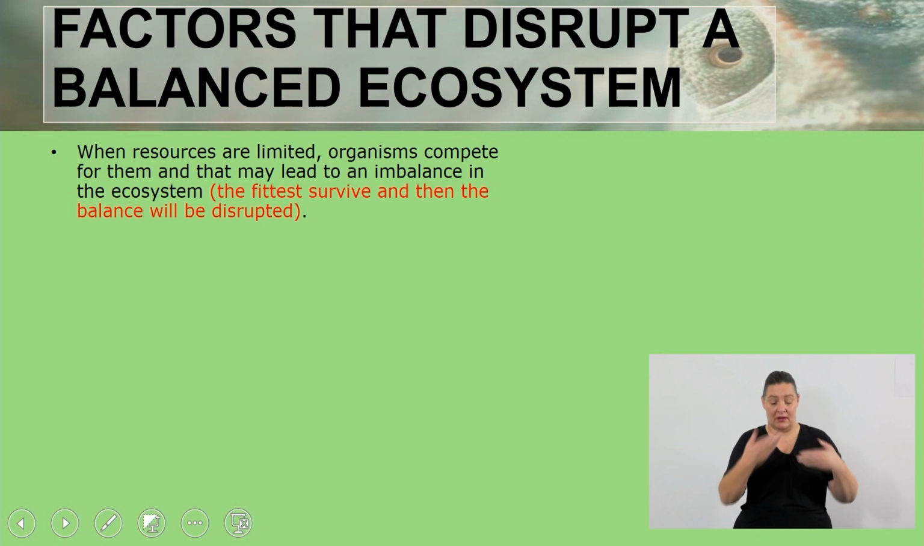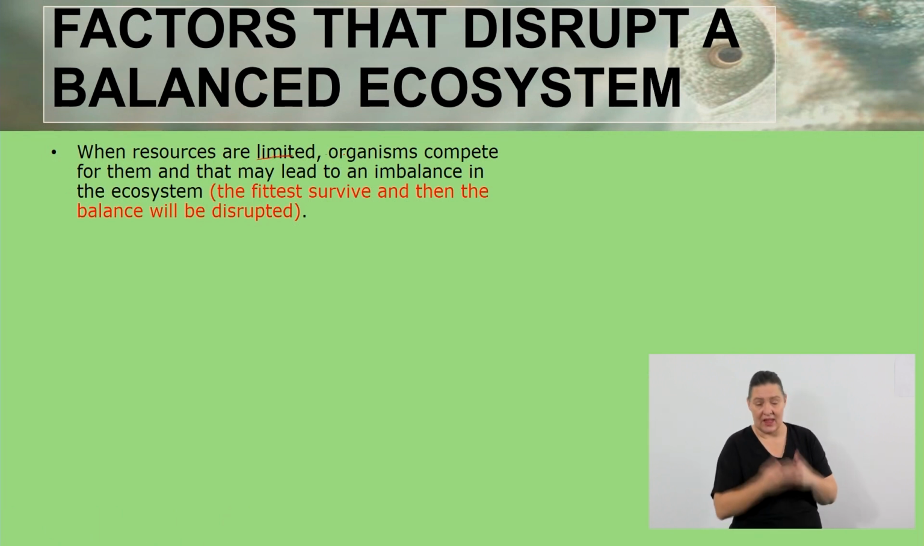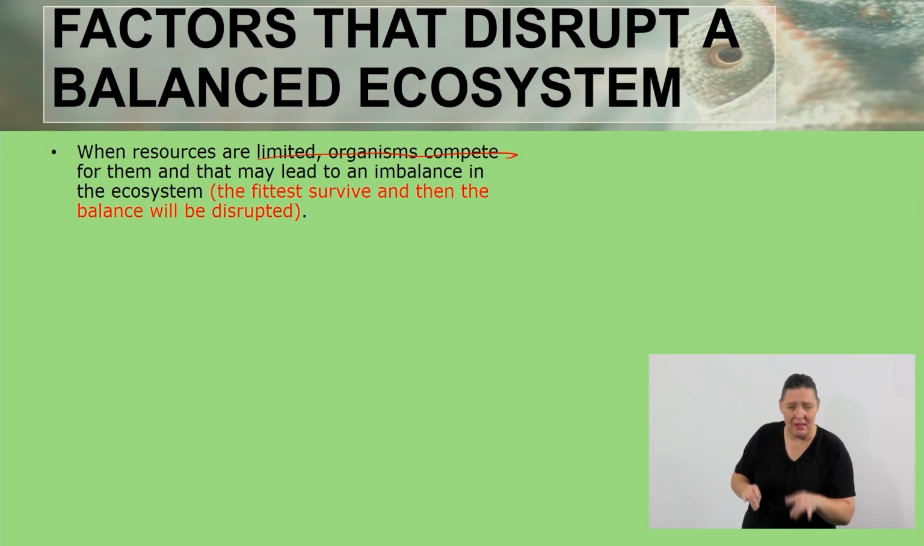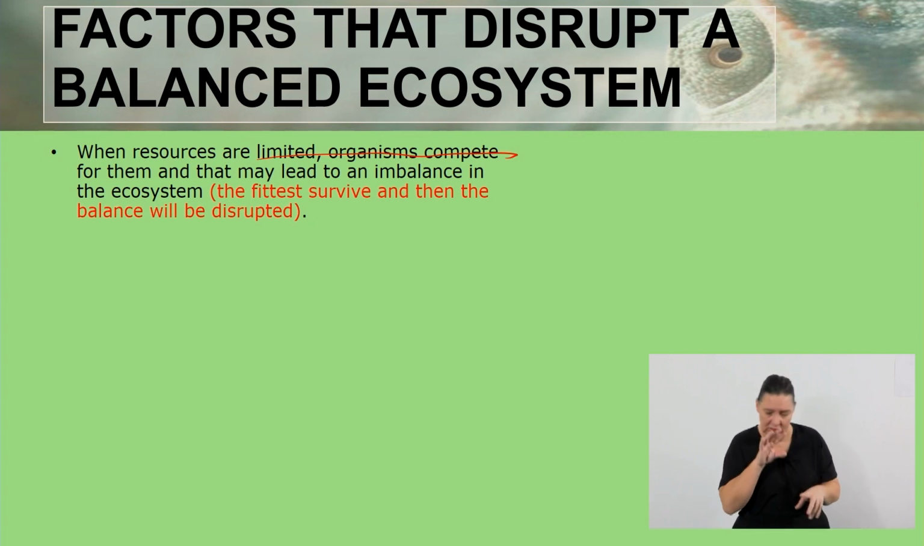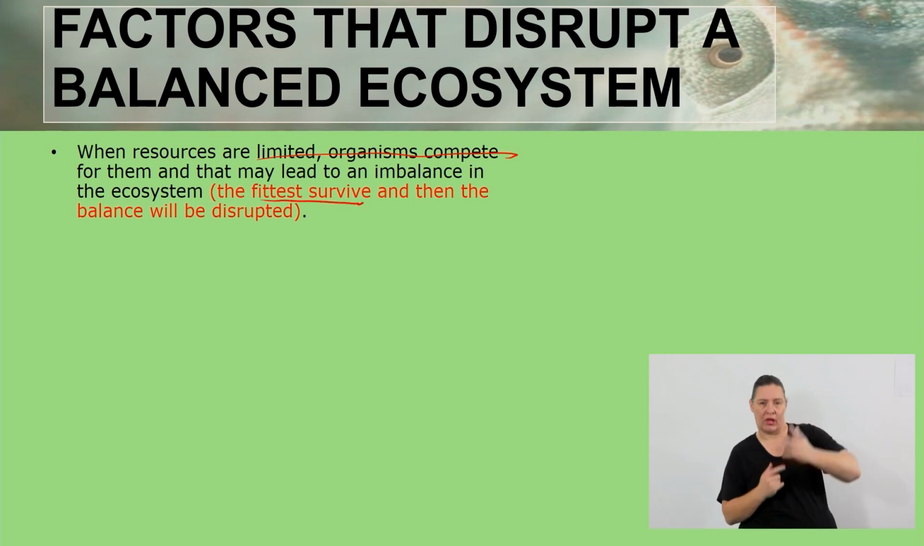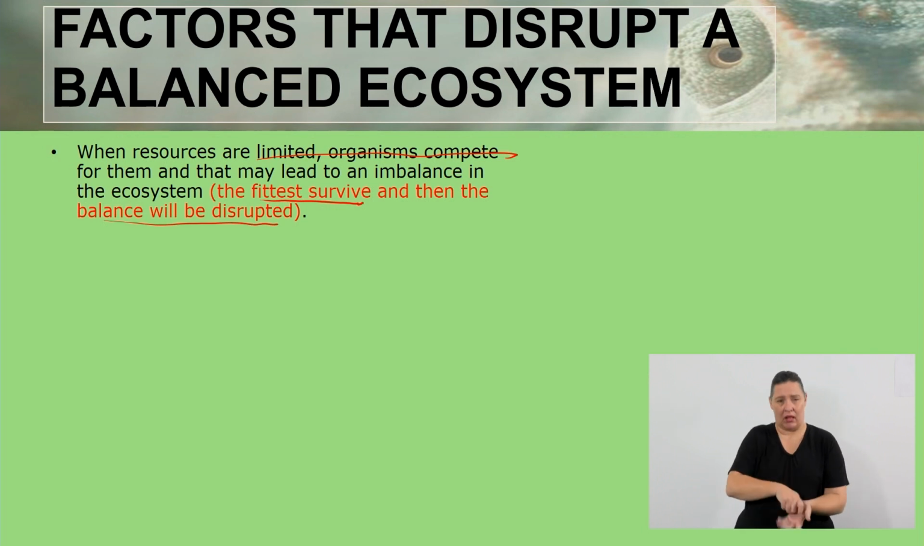When resources are limited, organisms compete for them. So when they are limited, organisms compete for them, and this may lead to an imbalance in the ecosystem, which causes the fittest to survive, and then the balance will be disrupted. So that is the first thing that causes an imbalance in the ecosystem: when resources are limited and organisms fight for them, and they are only received by the strongest one.